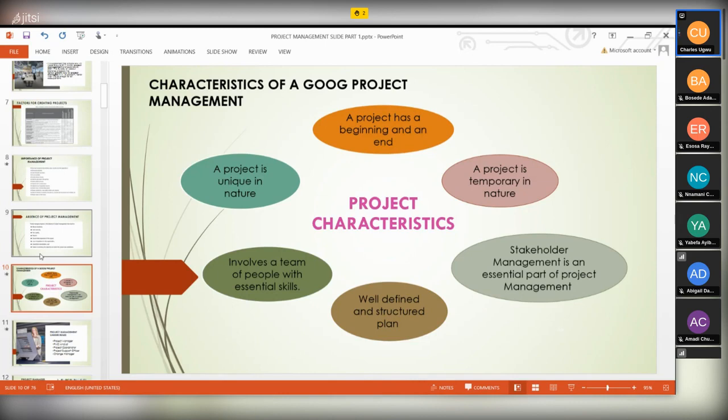A project must be unique in nature. Every project has a purpose, so that makes them unique. There is a particular problem each project is trying to solve. A wedding event is different from going to market for shopping. They are two quite different things. That's their unique nature. You can't be managing a wedding project like a house shopping project.